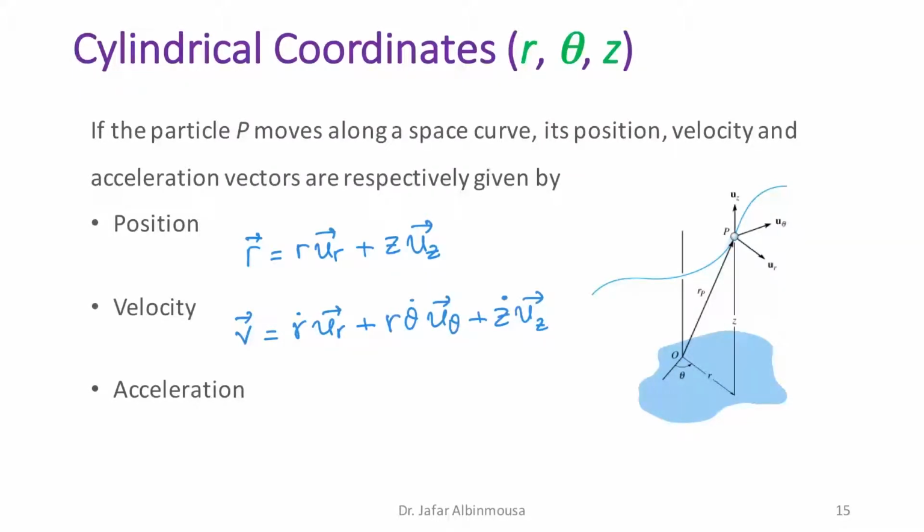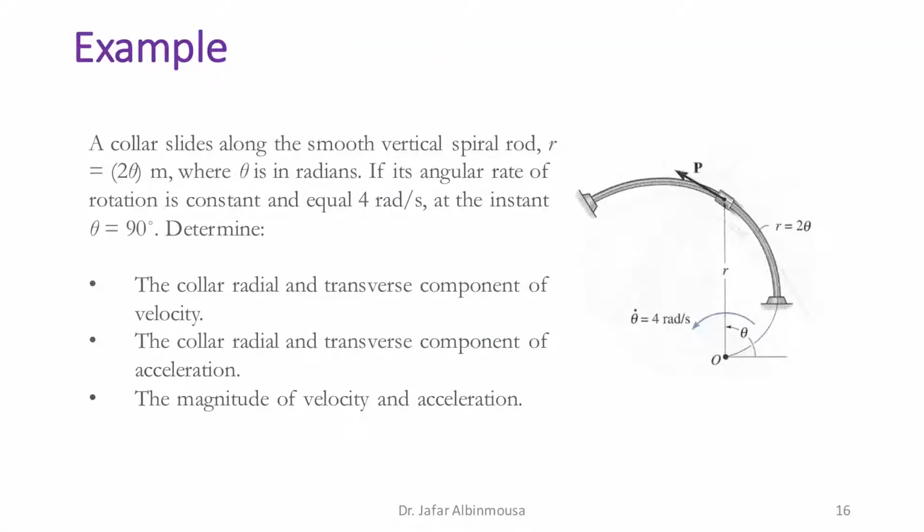For the acceleration, we will have a, which is equal to (r double dot minus r theta dot square) ur plus (r theta double dot plus 2 r dot theta dot) u theta plus z double dot uz. And that's it. Now let's have an example.